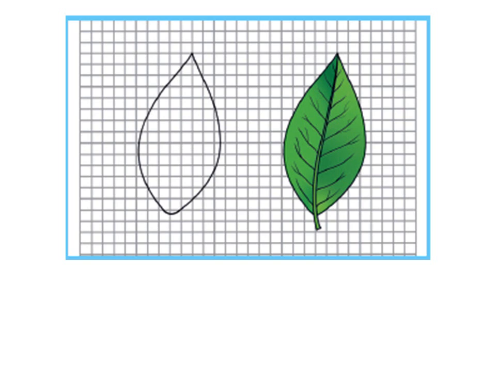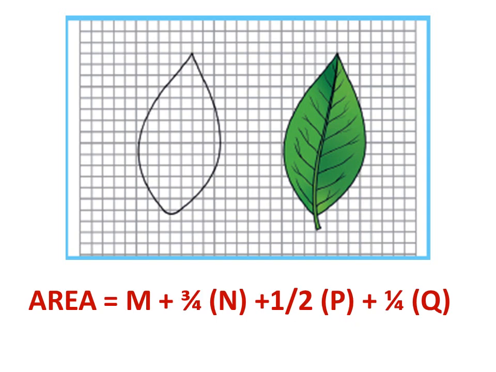From this, the area of an irregularly shaped leaf can be calculated as M plus 3 by 4 into N plus 1 by 2 into P plus 1 by 4 into Q. And the answer shall be written in square centimeter. Therefore, the area of an irregularly shaped figure can be calculated using the following formula.